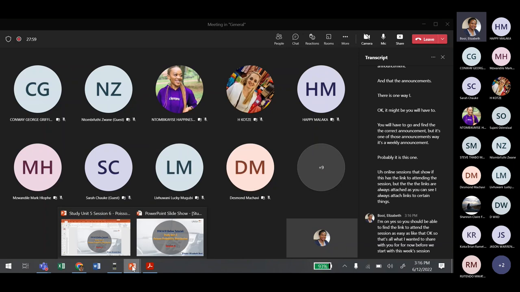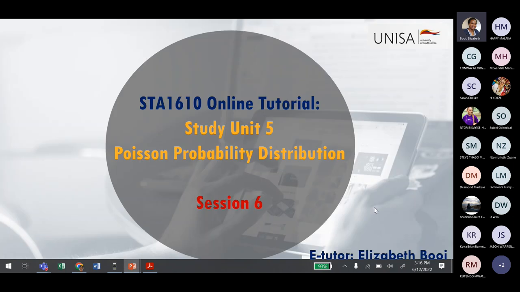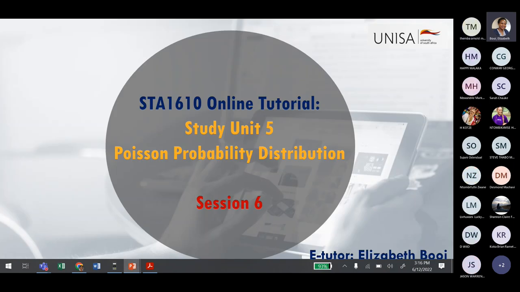So let's start with this week's session. Today we're going to be doing Poisson distribution. Before I start, are there any questions? Is there any question or clarity that you seek?